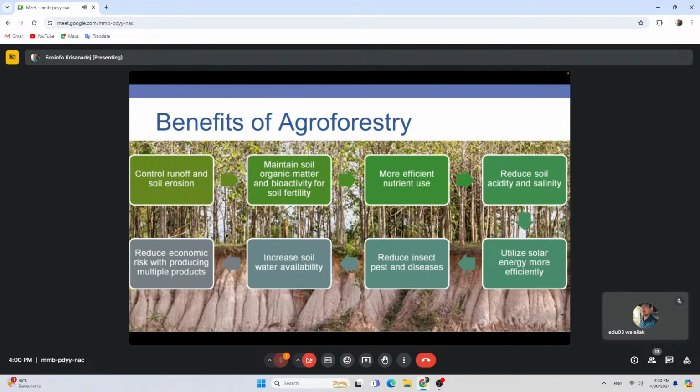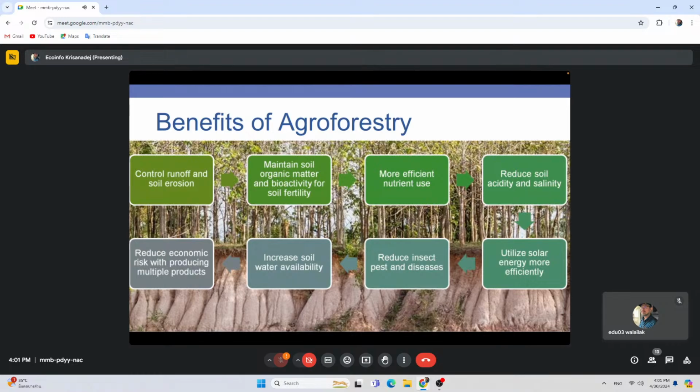The benefit of agroforest is that it controls runoff and soil erosion. It maintains soil organic matter and bioactivity for soil fertility, gives more efficient nutrient use, reduces soil acidity and salinity, and utilizes solar energy more efficiently. That means plant leaves can capture more solar energy to produce sugar. It also reduces insects, pests and disease, increases soil water availability, and reduces economic risk by producing multiple products.